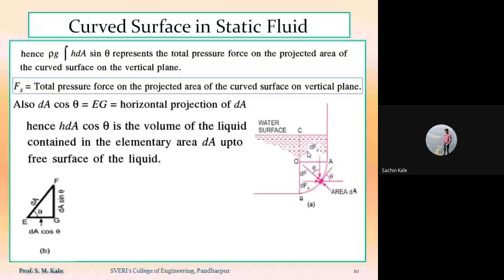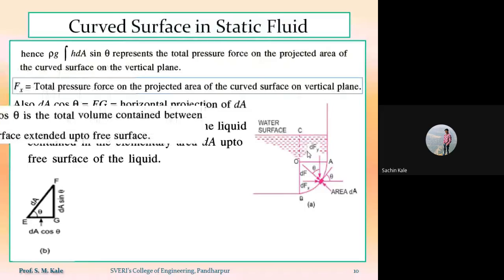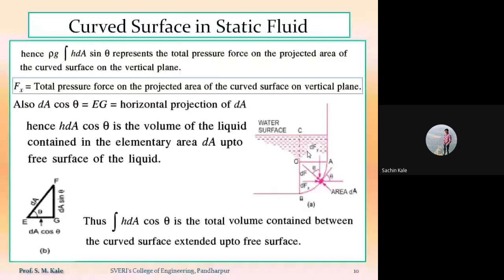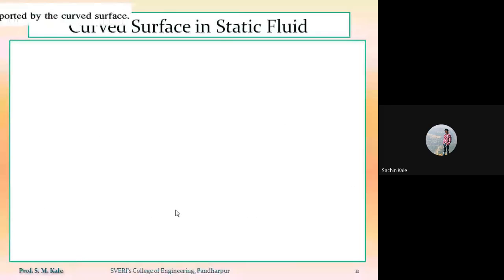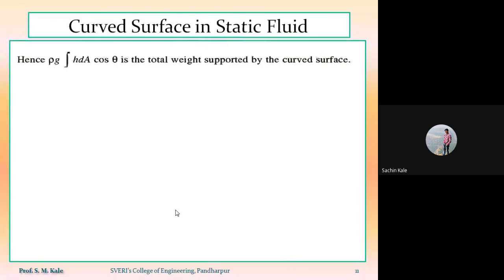आणि integration जर घ्यायचं झालं, integration of h dA cos θ काय करणार आहे? That will indicate the total volume contained between the curved surface extended up to the free surface. Total volume contained between the curved surface extended up to the free surface, त्याचा अर्थ काय येणार आहे? Integration of h dA cos θ. So that ρg into integration of h dA cos θ, त्याचाच अर्थ काय येणार आहे? ρg into volume. ρg into volume म्हणजे काय असतो? Weight of the liquid supported by that curved surface येणार.